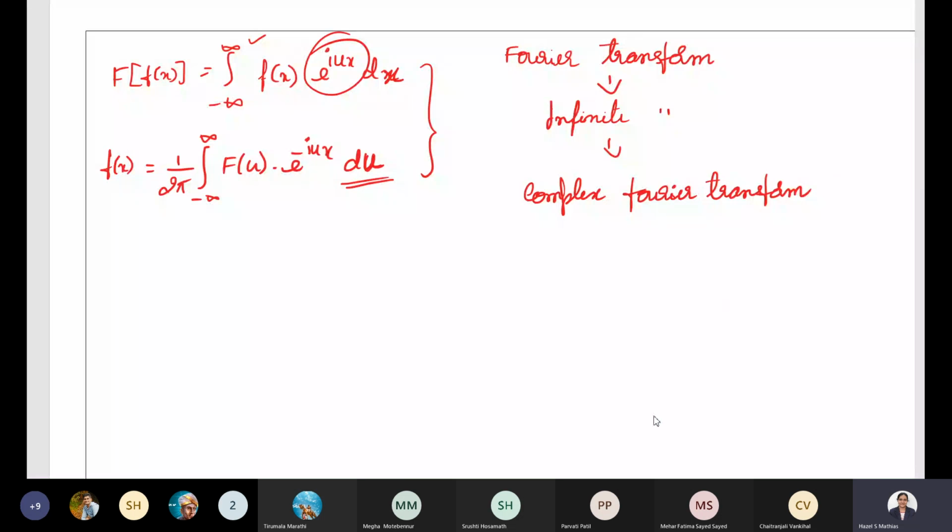Next question. Find the Fourier transform of f of x is equal to e power minus mod x. This is the third question, as we have discussed 2 questions already. Here they have asked us only to find the Fourier transform. The Fourier transform is given by F of u is equal to integral from minus infinity to plus infinity of f of x e power iux dx. This is the formula of the Fourier transform.